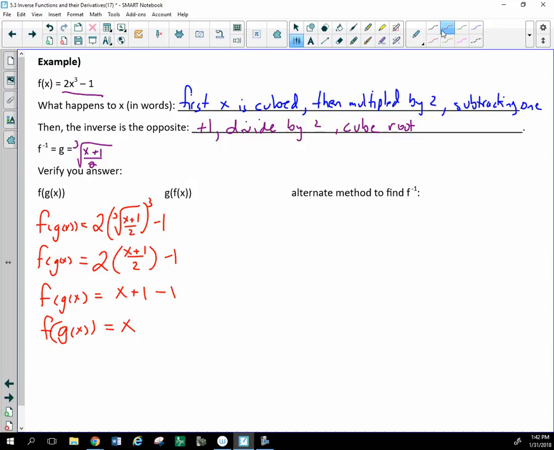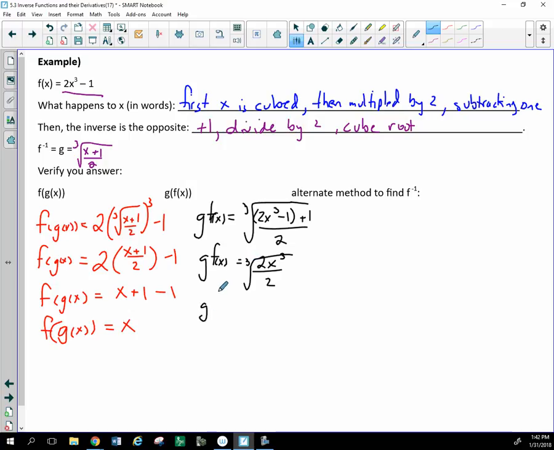So then g of f of x is me putting f of x into g. So g of f of x would look like this, would be the cube root of, I see an x now, so I'm going to put in 2x cubed minus 1, and plus 1, divided by 2. And so that's how that one looks. So g of f of x would be, well, if I get rid of the parentheses, I can add and subtract 1 up there, so I'm left with 2x cubed over 2, and I'm taking the cube root of all of this.